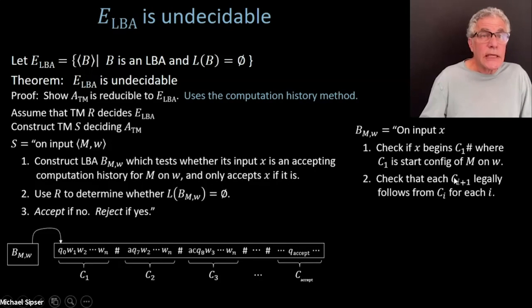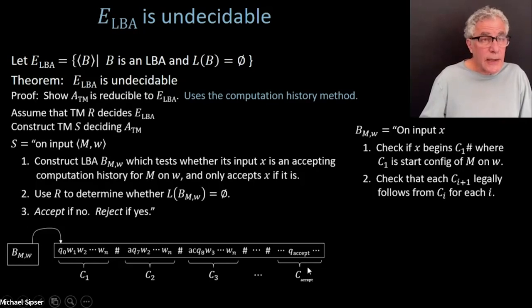Then it's going to check that each one of these follows legally from the previous one according to the rules of M. It's going to first check that this one is correct, and then this one leads to that one according to the rules of M, then this one leads to that one according to the rules of M. All of that, the knowledge of M and W is built in, so it can do that. And then it just follows along, checking this computation. It's easy to check that a computation is correct. That's all that's really going on here.